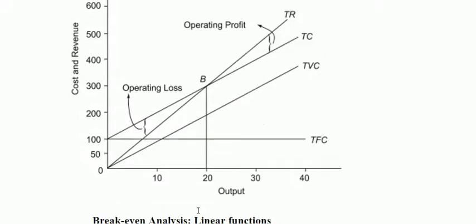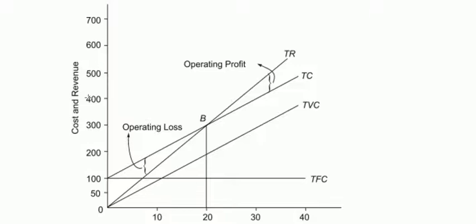So on the x-axis, here I have output, here I have cost and revenue. This is the linear cost function, where my fixed cost is the same throughout, and my total cost starts from fixed cost and follows the variable cost path. In this case, my total revenue has been added, so revenue will start from zero. It will cross the total cost at point B. That means at point B, my total revenue and total cost are the same, exactly what I am getting and what I have incurred. That means I am not having any profit or loss, and point B is called the break-even point.